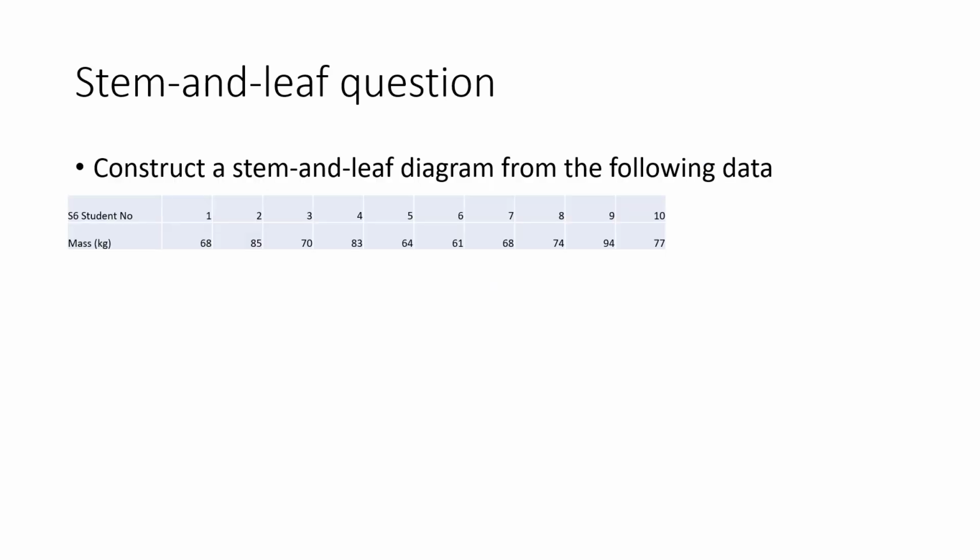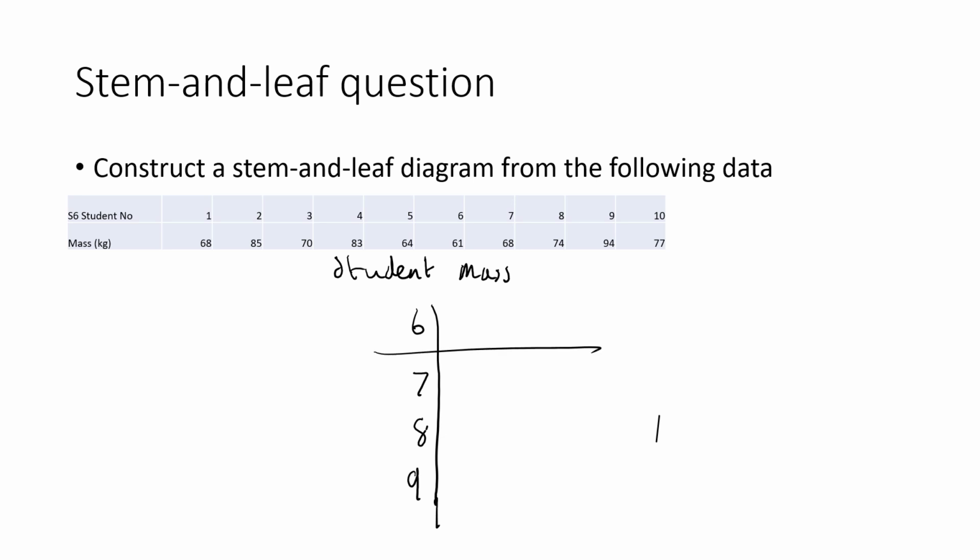Now pause the video and draw a one-sided stem and leaf diagram with the following data. Okay, so how this would work is, let's write the title first. Student mass. And let's see, so the lowest number is 61. The highest is 94. So what we can do here is we can draw a line. We can put 6, 7, 8, 9. Now, let's just draw these lines to separate it.